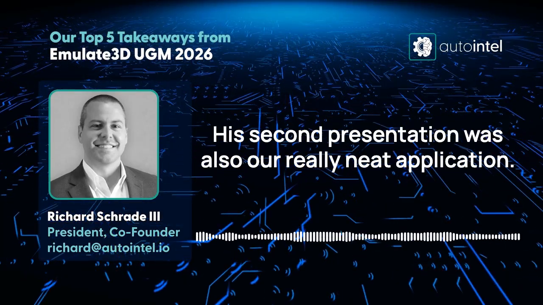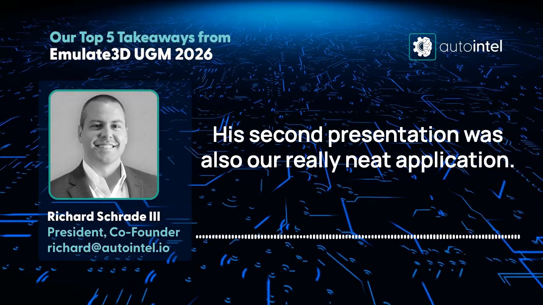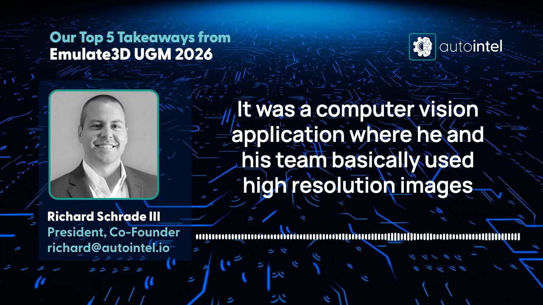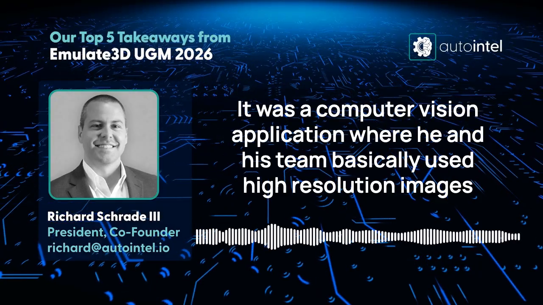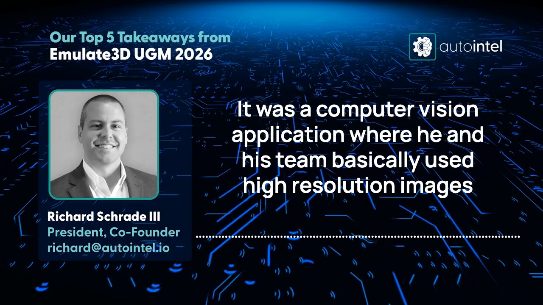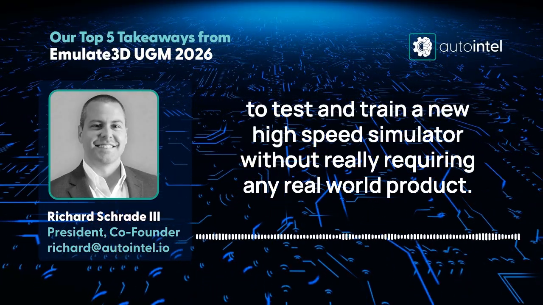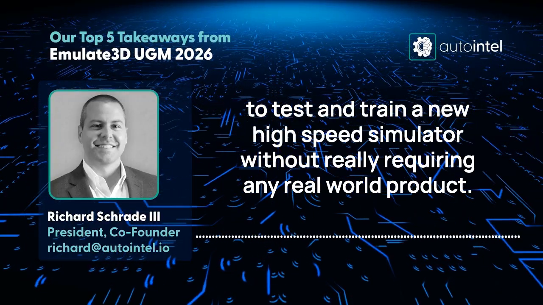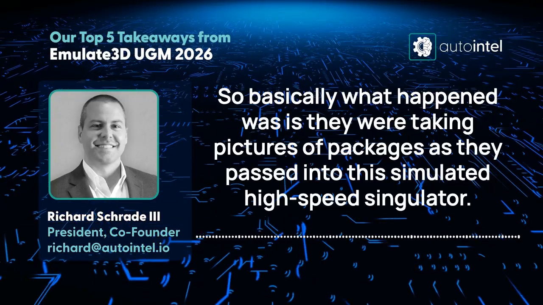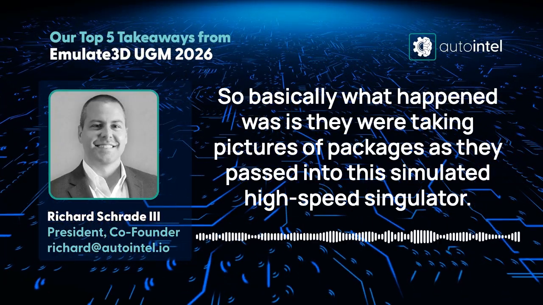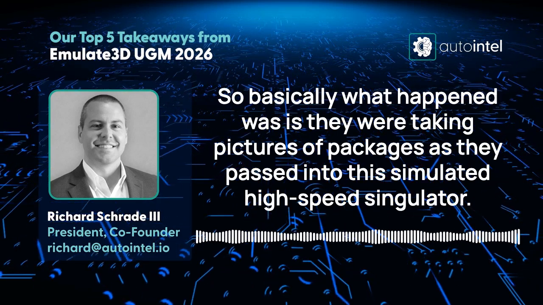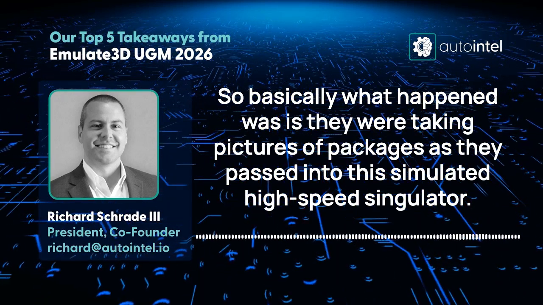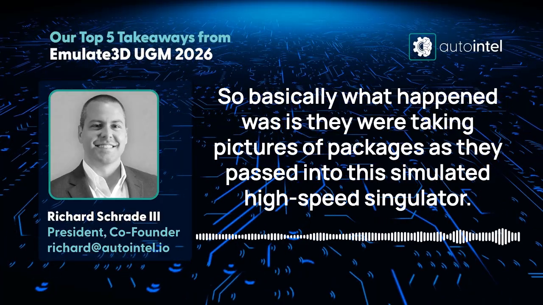His second presentation was also a really neat application. It was a computer vision application where he and his team basically used high resolution images to test and train a new high-speed singulator without really requiring any real-world product. So basically what happened is they were taking pictures of packages as they passed into this simulated high-speed singulator.